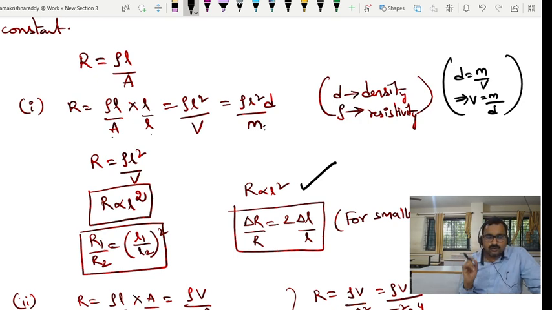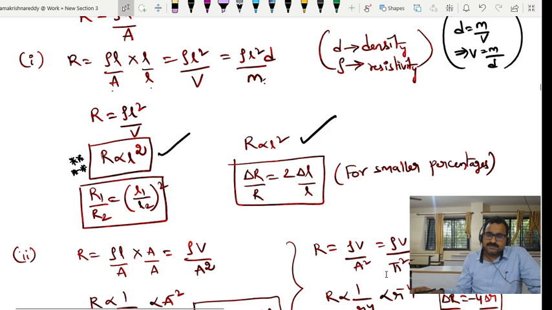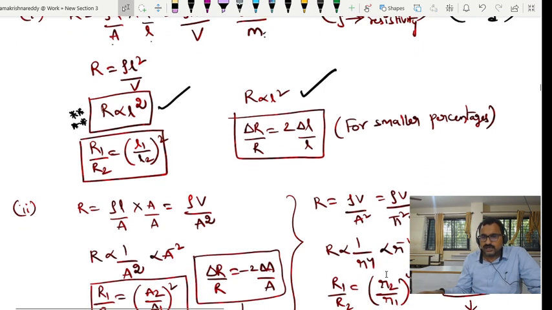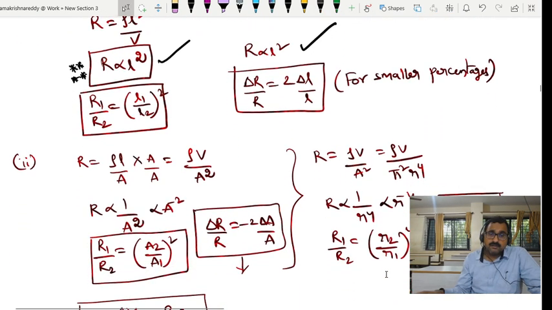For a given material, rho is also constant. Then what we are observing is that R is directly proportional to L square, which is one of the important relations. When wire is stretched, what is the relation between resistance and length? R is directly proportional to L square. For small percentages, you can write delta R by R equal to 2 into delta L by L only. But in the same way, when you are multiplying with area of cross section, the relation between resistance and area of cross section or radius: rho L by A into A by A, we get rho V by A square.